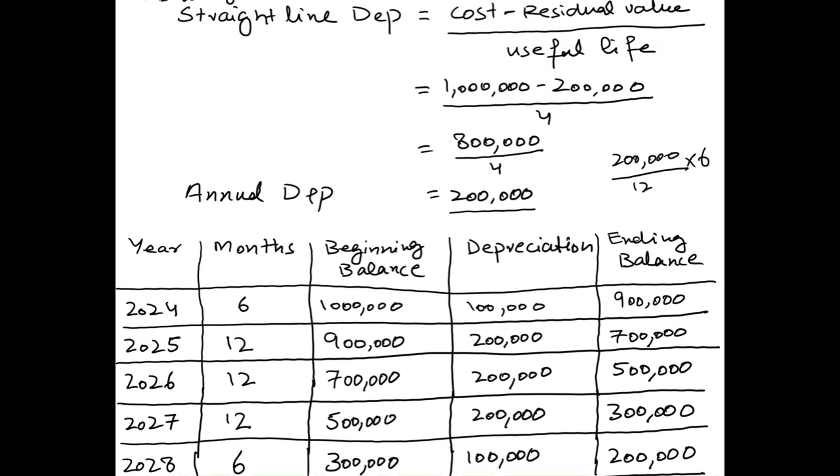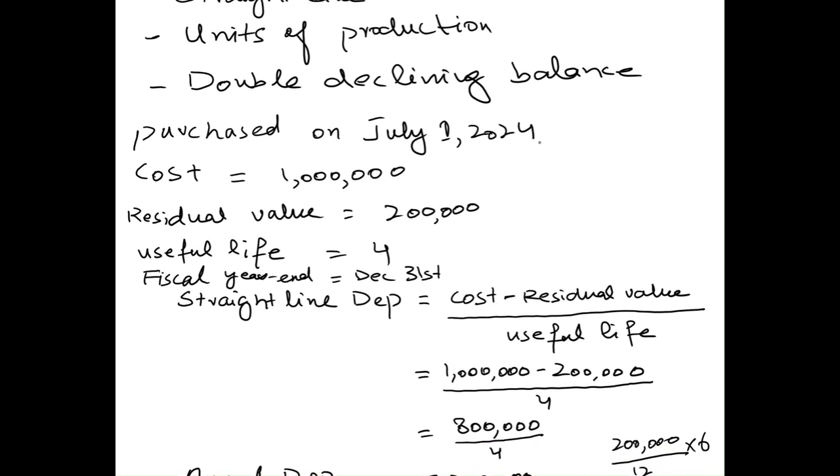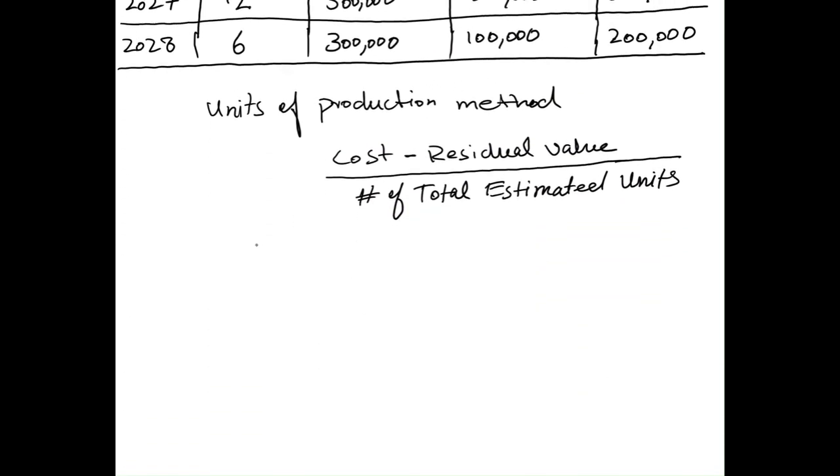So if we go above, I did not mention the total number of expected units. So in this case, let me just write it here. The total number of units is going to be 80,000. And then in 2024, out of these 80,000, the machine or the asset is going to produce 6,000.